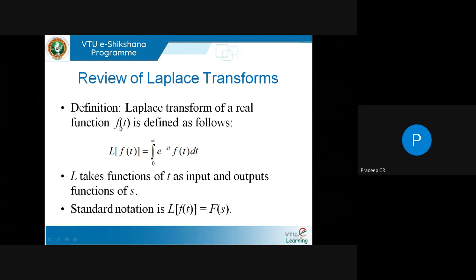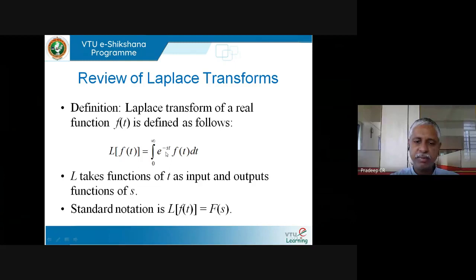We defined Laplace transform of a real function f(t), which was defined like this. Laplace of f(t) is the integral of e power minus st f(t) dt, with integral limits t varying from 0 to infinity. Observe that Laplace is a transformation, or a sort of function of a function, which takes functions in independent variable t and returns functions of s. We have seen this; to emphasize, I'm telling this again.